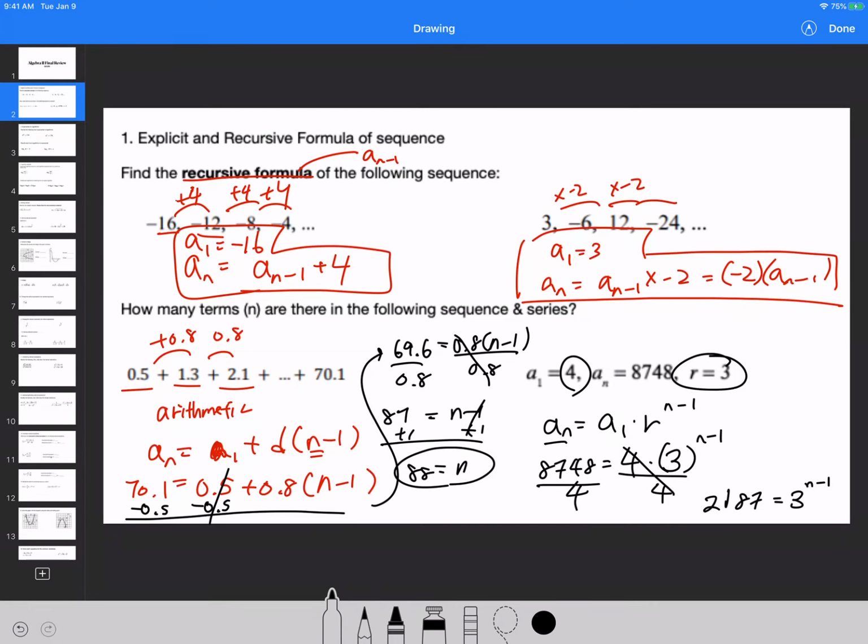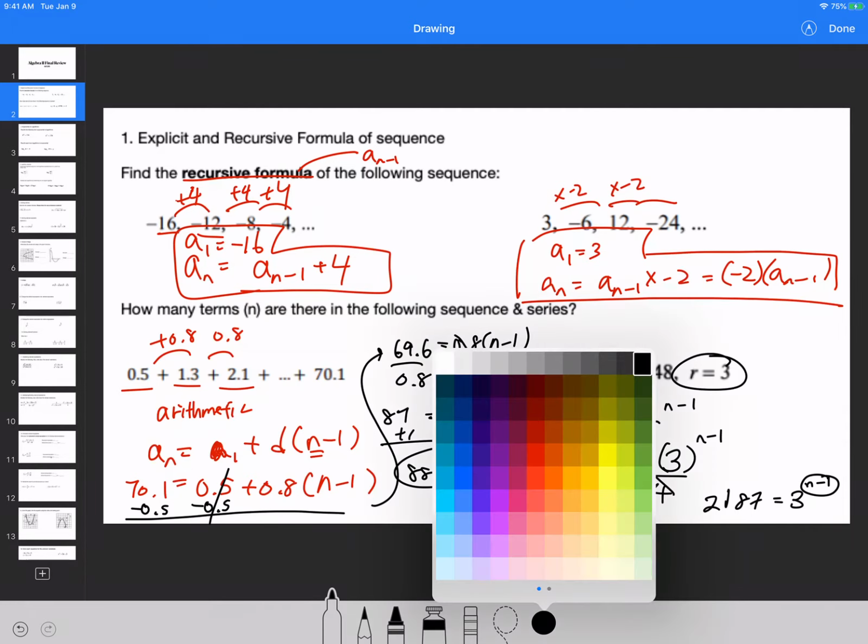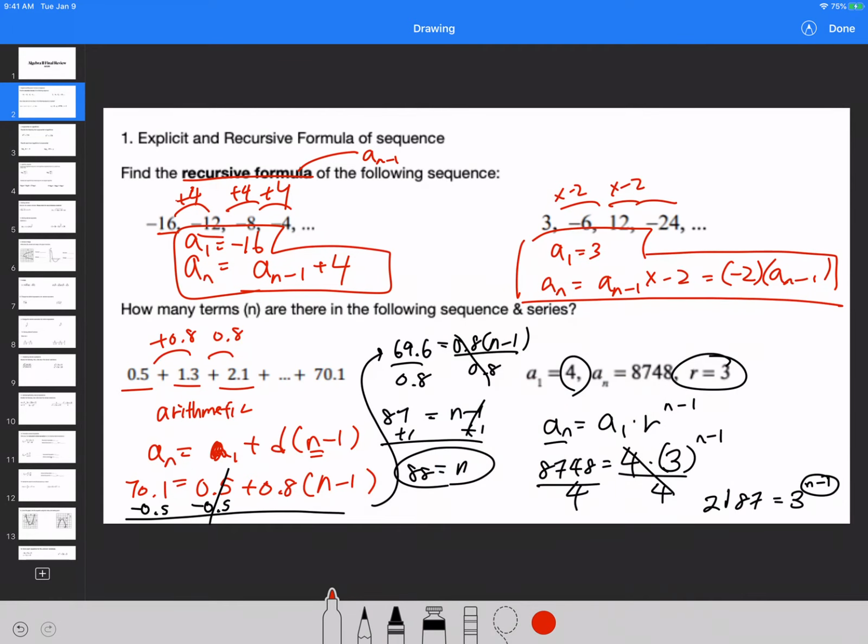Now, if you remember how to solve for these exponents, we need to use logarithms. To bring n minus 1 to the front, I need to take the log of both sides. So it will be log of 2187 is equal to log of 3 to the power of n minus 1. The n minus 1 now comes to the front.